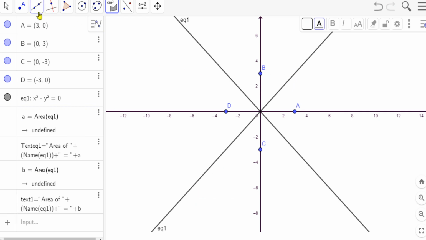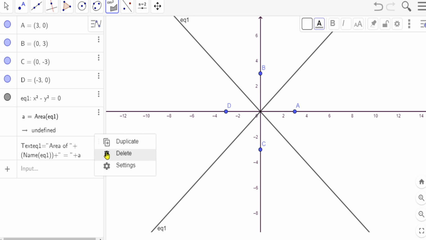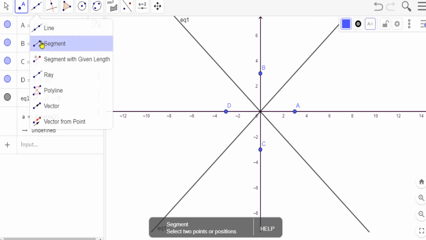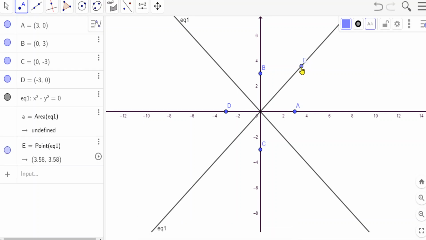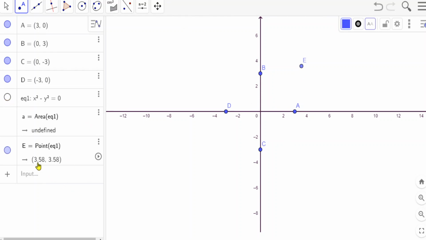Now, friends, you see, I am considering a point here. This is our point P. Now P is the point 3.58 comma 3.58. So the distances from the x and y coordinate axes, are they equal or not? You see it is moving. Where is it moving, you see? Yes, it is moving like this.